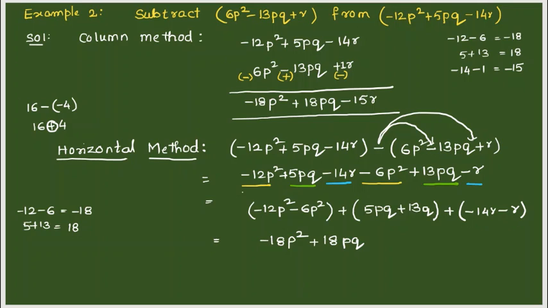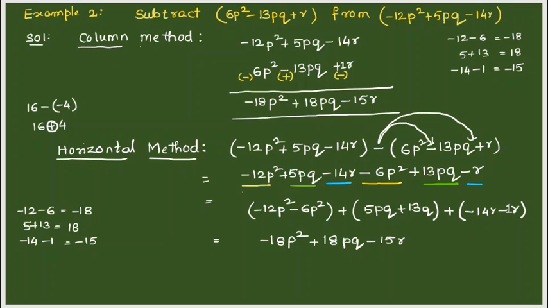Next, minus 14, and if there is no coefficient, what coefficient do we consider? 1. Minus 14 minus 1. What is it? Minus 15. So we write minus 15. What is the variable part? R. So this is the difference. Now you check, children, whether you have got the same answer by using the column method also. Minus 18p square, plus 18pq, minus 15r. So by using the horizontal method also you get the same difference that you got in the column method.